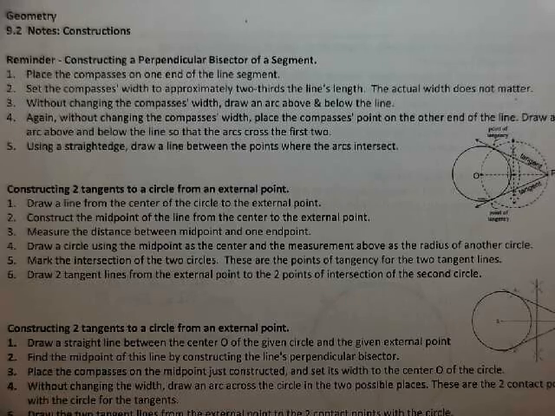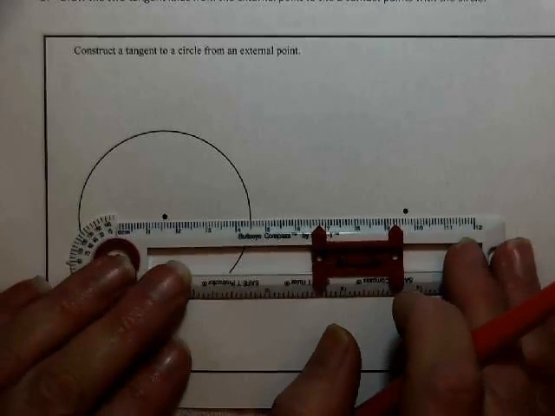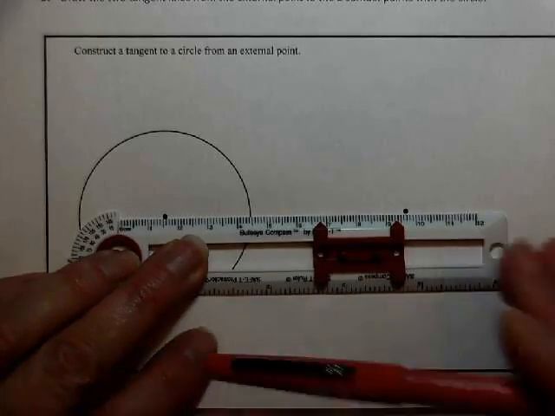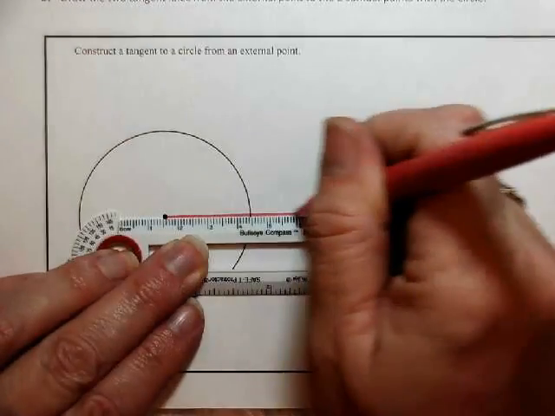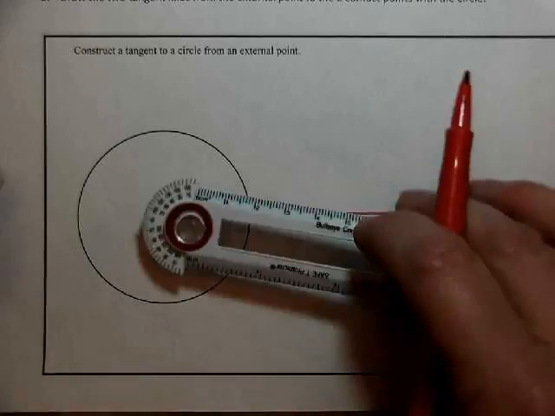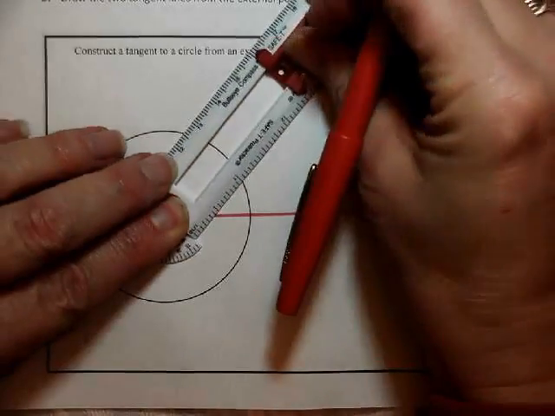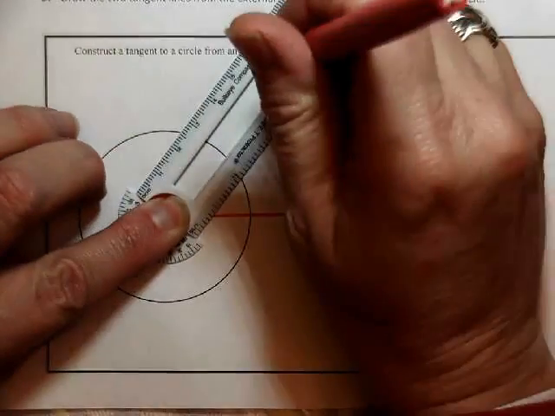Both of them require a perpendicular bisector, but we're going to talk through the process with both of these. The first construction we're going to do is constructing two tangents to a circle from an external point. It says draw a line from the center of the circle to the external point, so that's the first thing we're going to do. Then it says construct the midpoint of the line from the center to the external point. So we're going to do this perpendicular bisector thing, because that's how we are going to determine where the midpoint is.